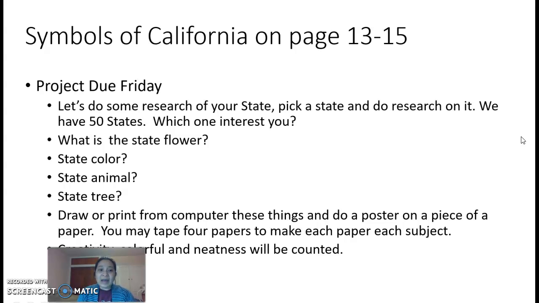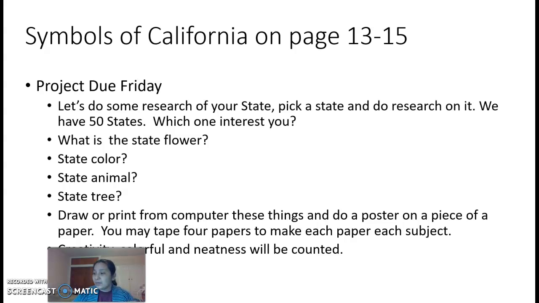Okay, and so in your packet you'll see the symbols of California. What represents California? You see the state flower, the state color, the state animal and the state tree. You're going to be studying that and seeing what represents California. So you're going to do the same thing. You're going to choose one state out of the 50 states and do research on it. What is the state flower? What is the state color? What is the state animal? And what is the state tree? And so you're going to do a poster.